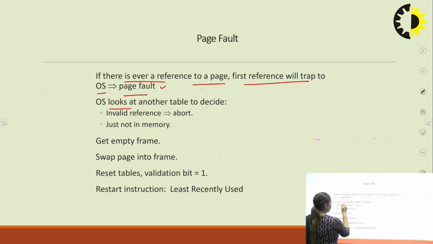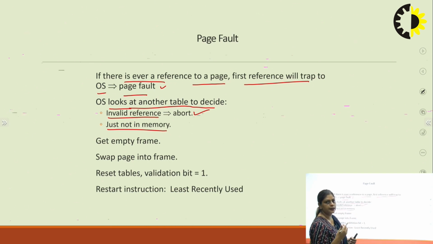Then what will the OS do after that? The OS looks at another table to decide whether it is an invalid reference or it is an invalid bit or whatever it is. If it is an invalid reference, the OS will abort that particular trap or fault. And if it is just not in the memory, then the OS will take the steps to bring it into the memory. Now, what will the OS do?